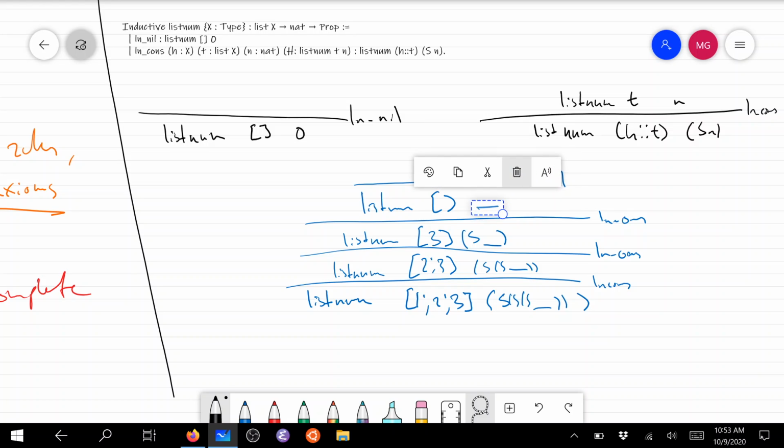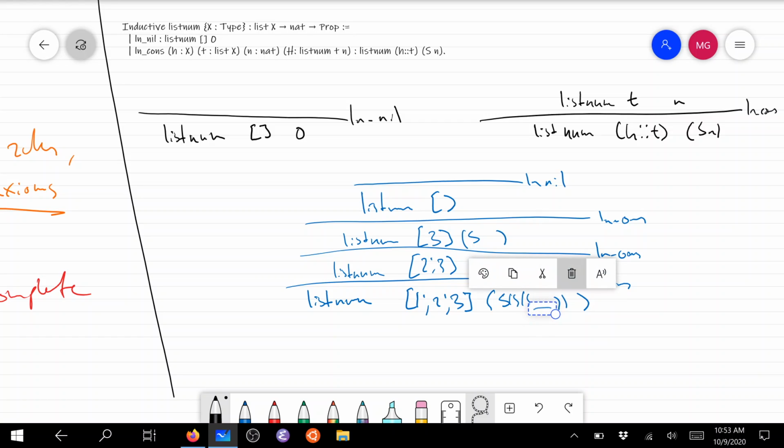No. You go. You go. Excuse me. You go. And you go. And now we can fill in 0, 0, 0, 0. And that's 1, 2, 3. So, therefore, list num 1, 2, 3 is 3. Relates to 3. Okay, so that's why it's computing length.